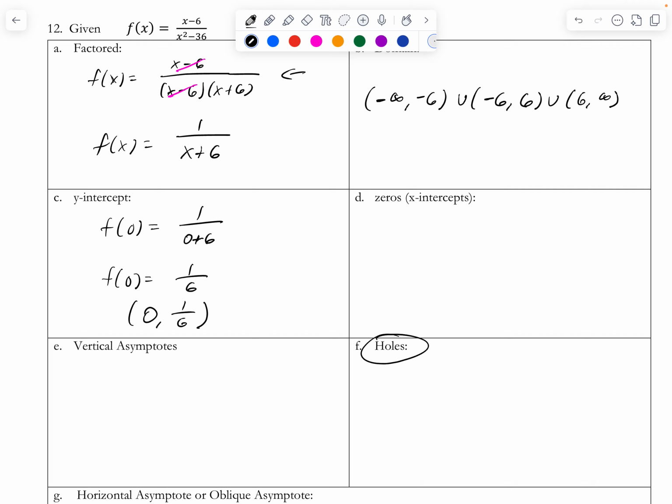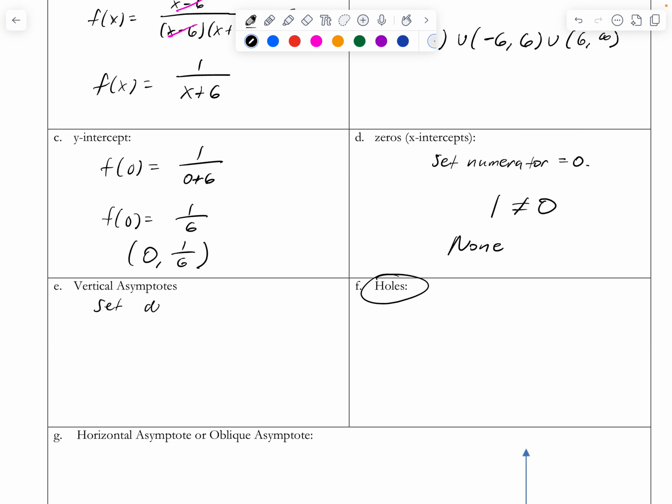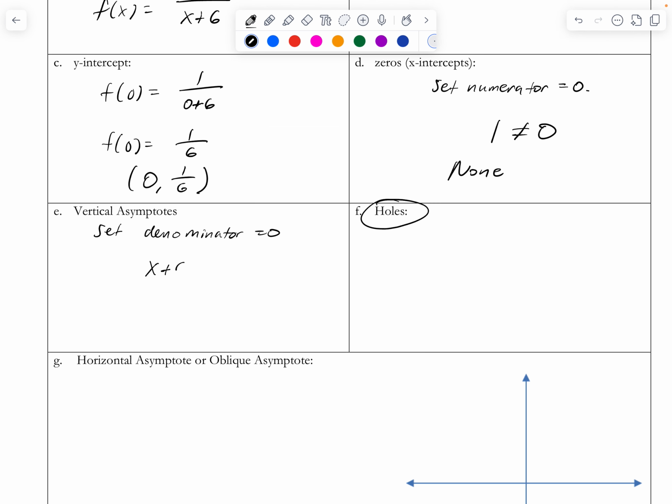To find x-intercepts, you set the numerator equal to 0. So that'd be setting 1 equal to 0, which will never be equal to 0. So we do not have any x-intercepts. Vertical asymptotes, you set the denominator equal to 0. In this case, my denominator is x plus 6. So my vertical asymptote is x equals negative 6.